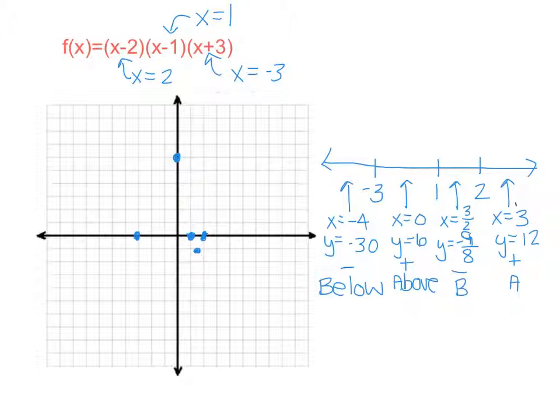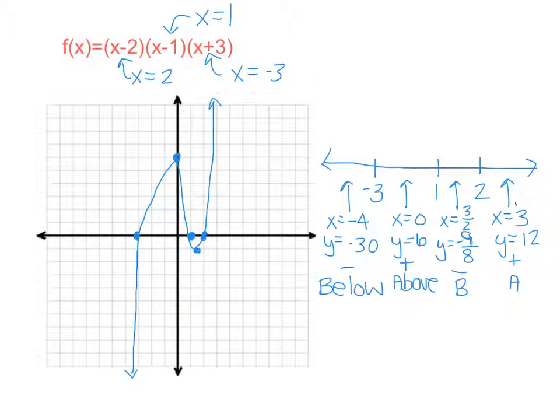And then we can go ahead and make the general shape. Except actually I need to make it steeper because we know right away at negative 4 it's going to be negative 30. And then going back up, it's also going to be pretty steep because we know at positive 3 it's going to be 12. So that's what our graph would look like.